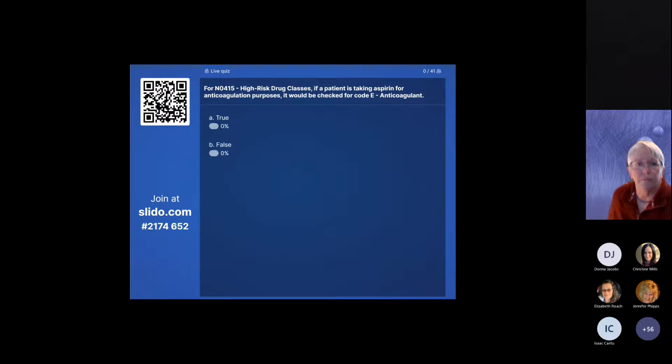Okay, so here's your question for N0415. If the patient is taking aspirin for anticoagulation purposes, it would be checked for code E, anticoagulant. True or false?